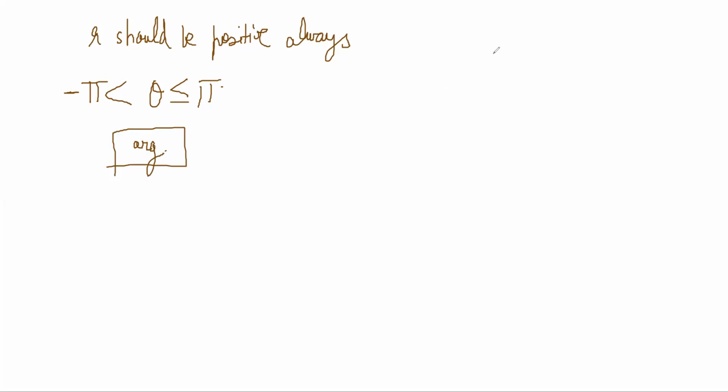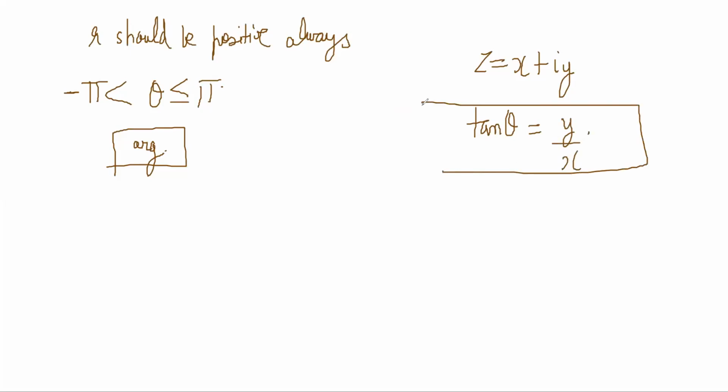And if I'm given the value of z is equal to x plus iy, then the argument, at least the magnitude of the argument, can be calculated by tan theta is y by x. The magnitude, you have to worry about the sign and everything. Sign and everything can be decided based on the quadrant that the complex number is in.